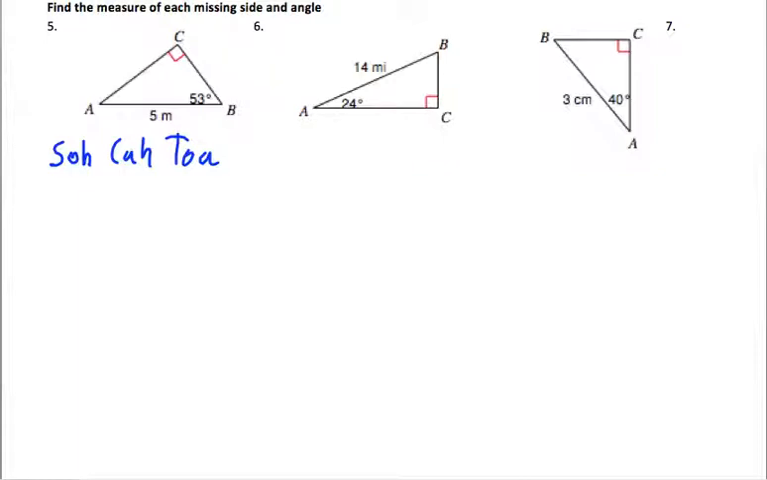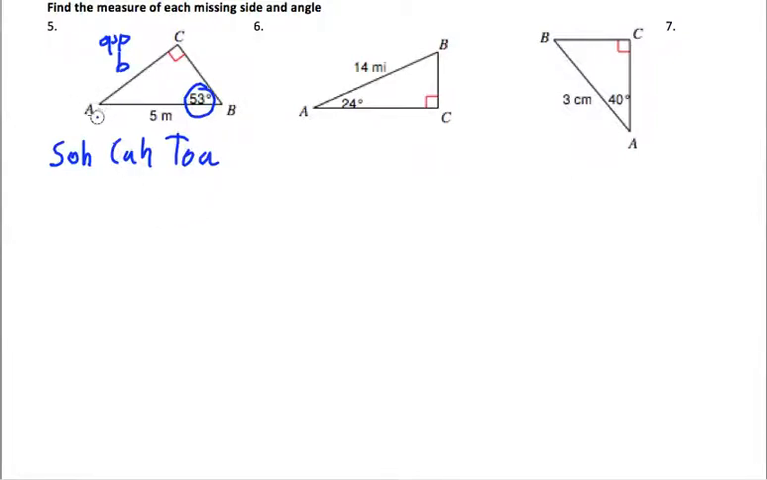Let's take a look at number 5 and just go ahead and label some sides. If this is big B, we know this is little b. But more importantly, if we're going to use this 53-degree angle, little b is the opposite side. That's going to be a key term for SOHCAHTOA.